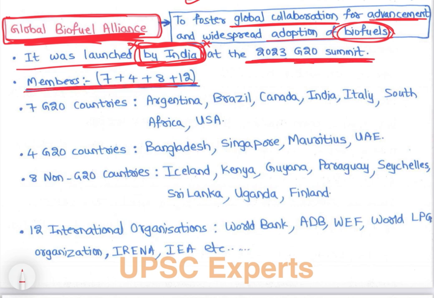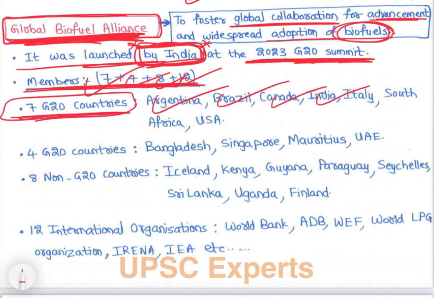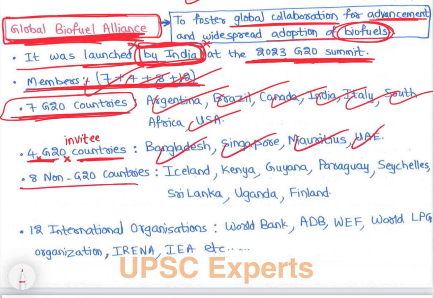So members are 7, 4, 8, 12, right? So that is 7 G20 countries, right? Argentina, Brazil, Canada, India, Italy, South Africa, and USA. Then 4 G20 invitee countries, right? Here it is not mentioned, you can note it down, that is 4 G20 invitee countries. These are not part of G20, but they are invitees of G20: Bangladesh, Singapore, Mauritius, UAE, and 8 non G20 countries, right? Iceland, Kenya, Guyana, etc., right?